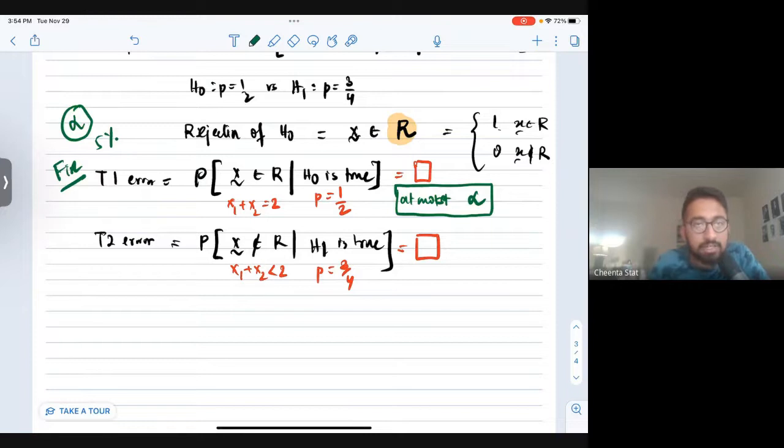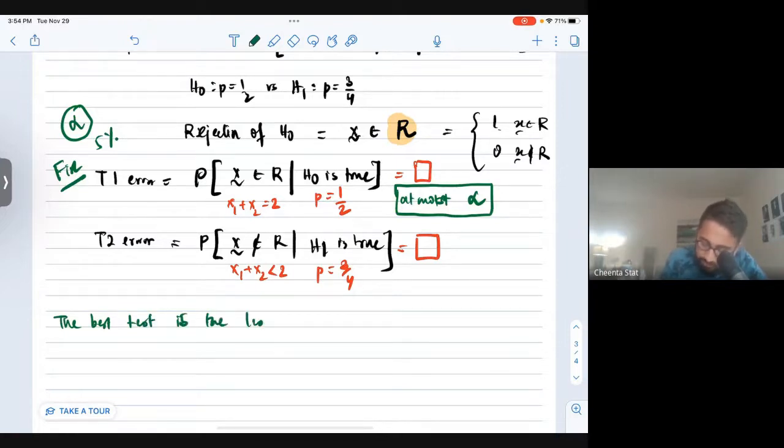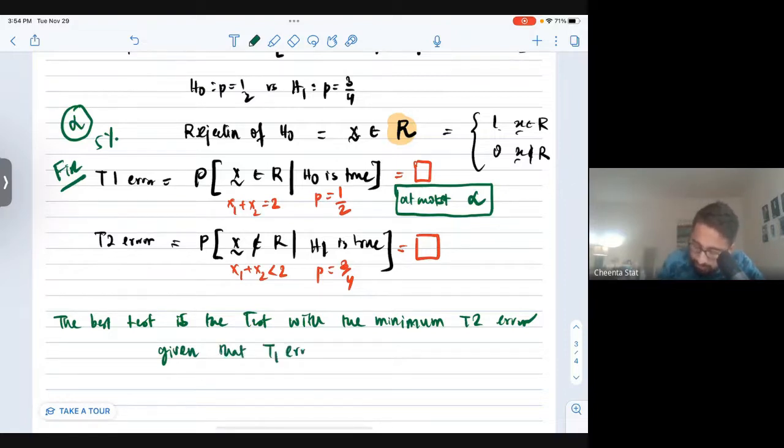Now, given that the type 1 error can be at most alpha, we can reduce the type 2 error, right? So therefore, the best test is the test with the minimum type 2 error given that type 1 error is at most alpha. This is the basic idea.